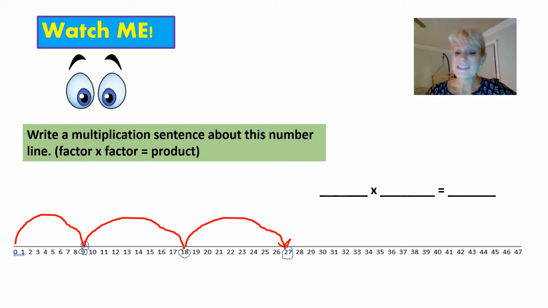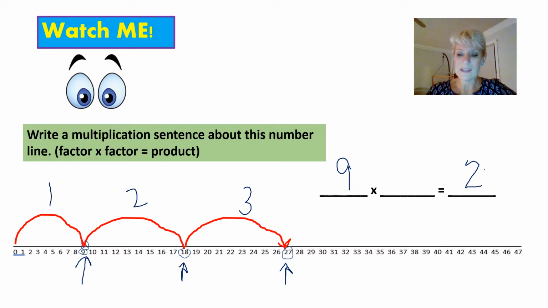Okay, this is a watch me because we're going to do another thing on your sheet. So if you're looking at your sheet, you see it says write a multiplication sentence about this number. So that's a factor times a factor equals a product. So first thing I notice is that I went over 9. I did it once. I went over 9 again, so I did it twice. And I went over 9 again, so I did it 3 times, and I landed on 27.